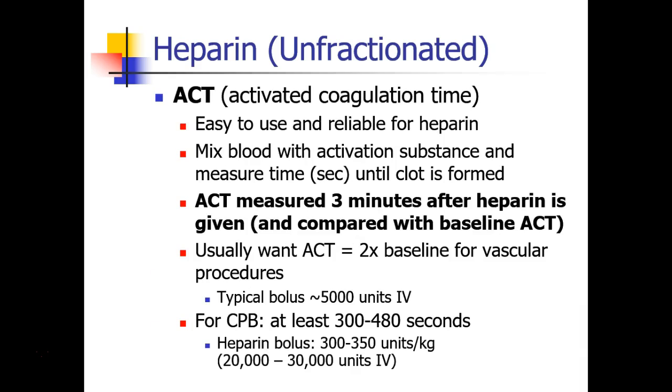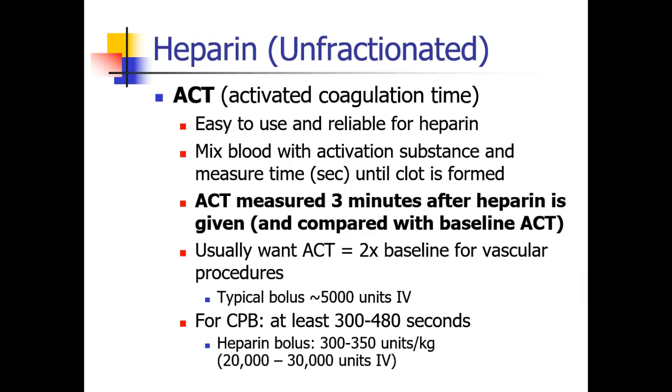Another test that can measure heparin activity is the ACT, the activated coagulation time. This is an easy test to use and it's very reliable for heparin. The way it's done is blood is mixed with an activation substance and the time is measured in seconds until a clot is formed. The ACT should be measured about 3 minutes after heparin is given, and it should be compared with an ACT that was drawn and measured as a baseline prior to giving heparin.